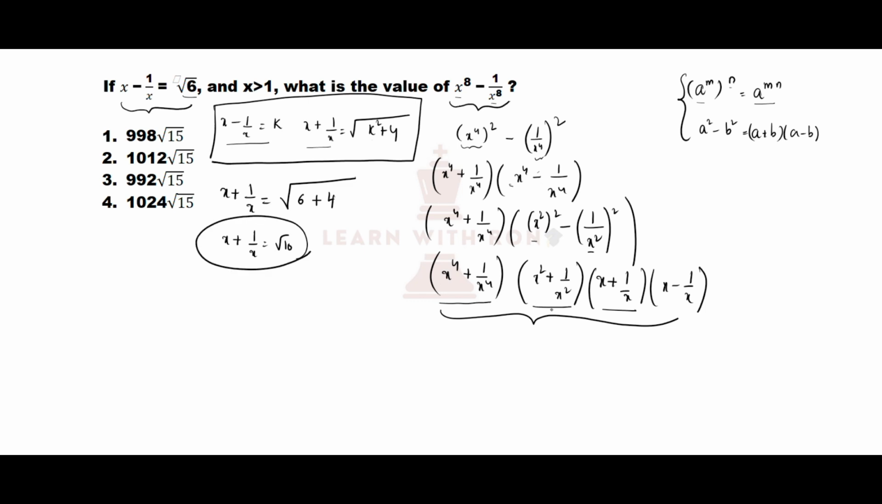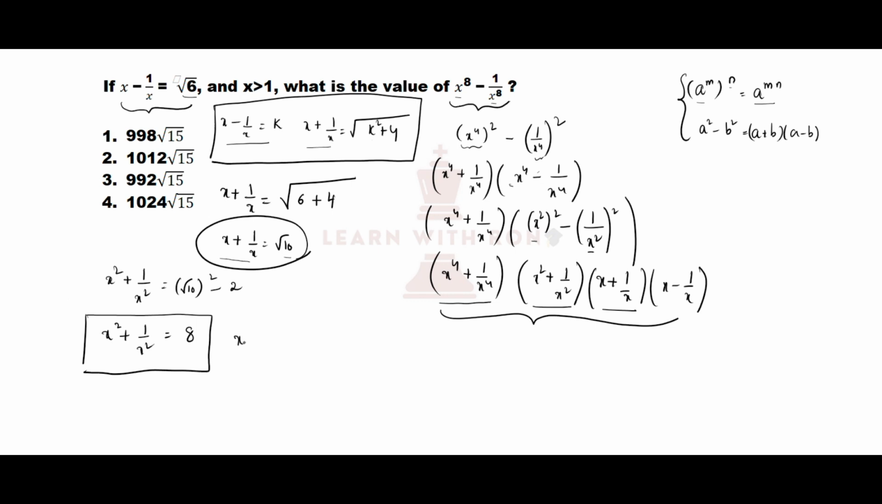Now we want x square plus 1 by x square. So if x plus 1 by x is square root of 10, we know that x square plus 1 by x square is nothing but (square root of 10) whole square minus 2, right? So we get the value of x square plus 1 by x square: square root of 10 whole square is 10, 10 minus 2 is 8. So x square plus 1 by x square has the value 8.